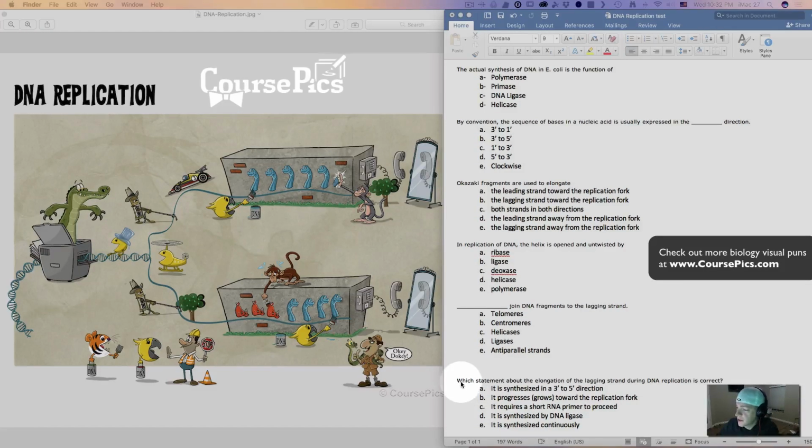Next question. Which statement about the elongation of the lagging strand during DNA replication is correct? So again, it's asking about the lagging strand. It's synthesized in the 3' to 5' direction. That's false. It progresses towards the replication fork. We said that was false. It requires a short RNA primer to proceed, and that's correct, right? So the primase, or the primate, is painting these rhino heads, which represent RNA.